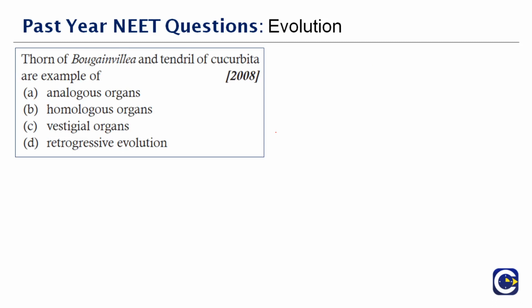Next question. The thorn of Bougainvillea and the tendril of Cucurbita are examples of dash.